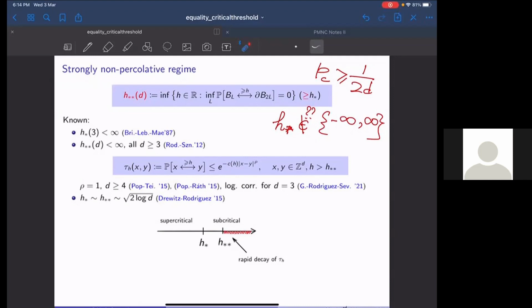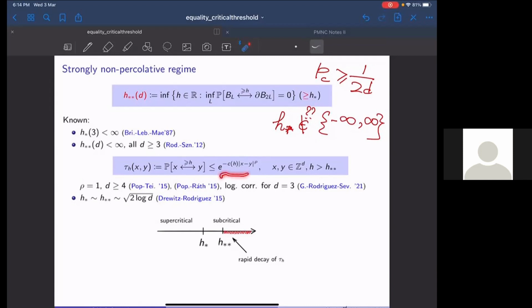Now, why is the title of this slide called Strongly Non-Percolative Regime? Well, it's because of the following reason. They also proved that if you are strictly above A star star, then not only does your annuli crossing probability go to 0 along some subsequence, in fact the connection probability decays stretched exponentially fast. Okay, so this is like a weaker version of the strongly non-percolative regime we're talking about.